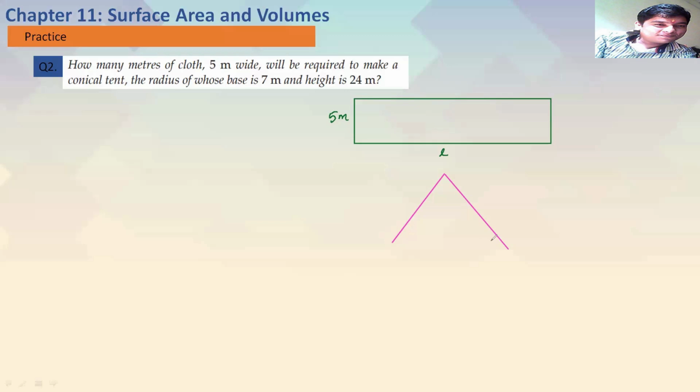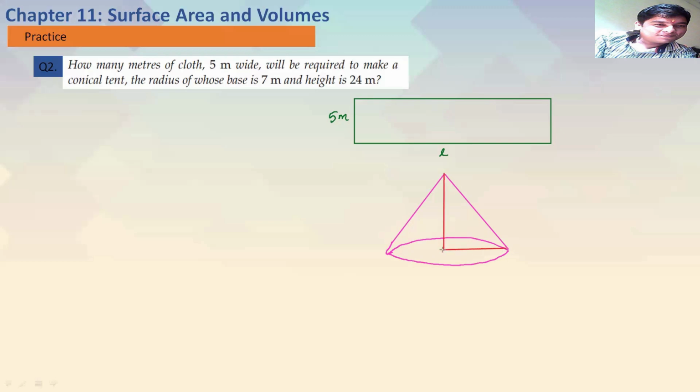So, where are we going to use the cloth in the tent? Can you tell me? Sir, outside. Okay, so we have to find the CSA. Yes, now you got it. So that's pi r square L. It's gonna be pi r square.